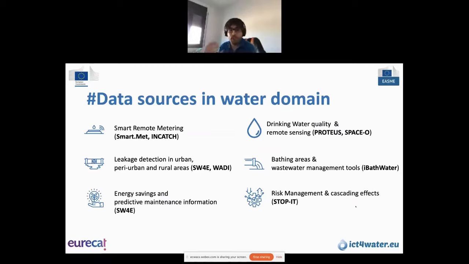For example, predictive maintenance to make the distribution of water more efficient. More heterogeneous projects are, as Xavier explained, Safe for Nexus, which connects every part of the Nexus under a common environment to interlink the different variables and then generate efficient policies. Or also some more transversal ones with cybersecurity or risk management that cover the cascading effects from transport, from energy, but also from natural events that could happen and could affect the water infrastructure itself. So here it's all about data.